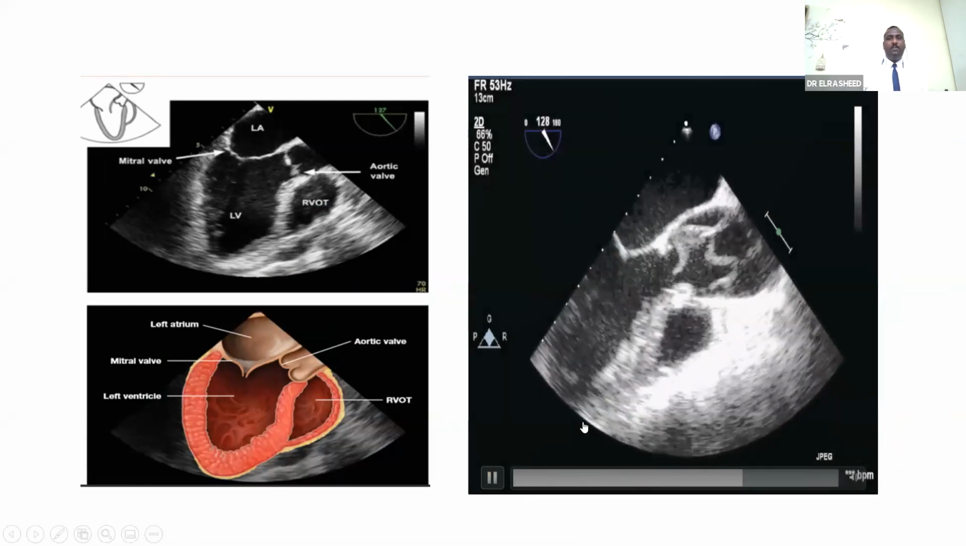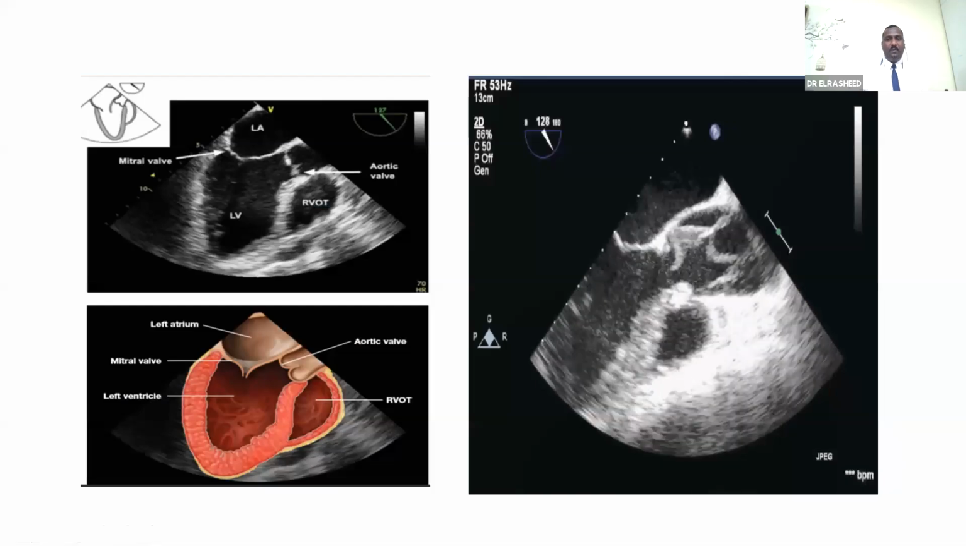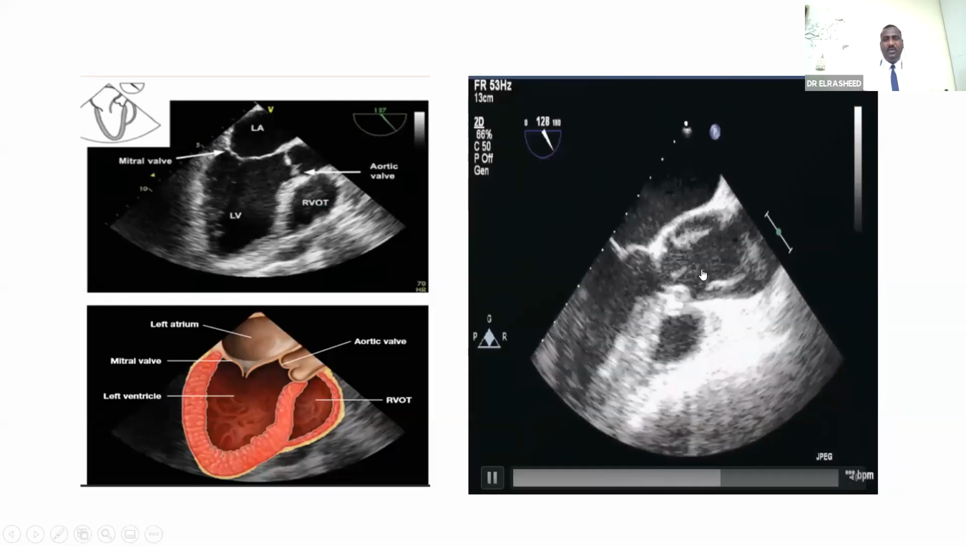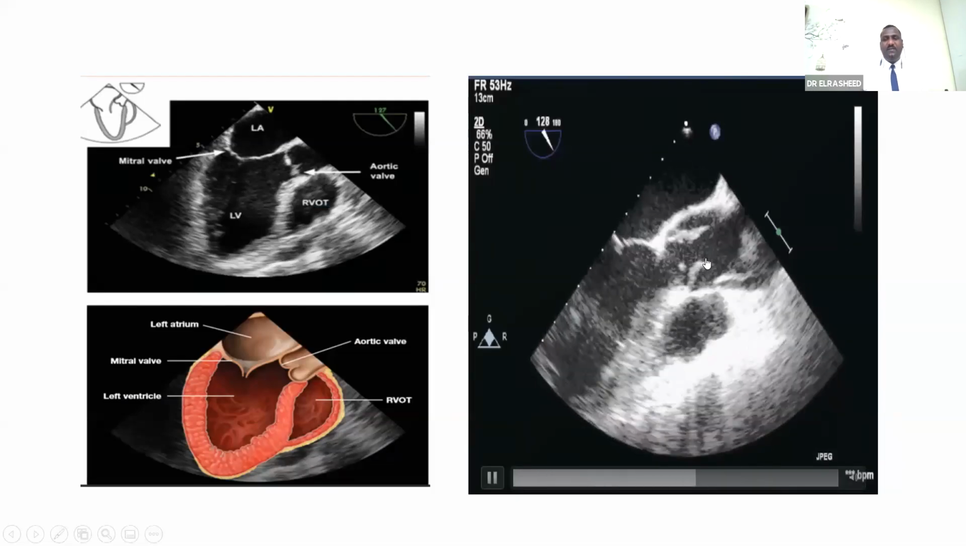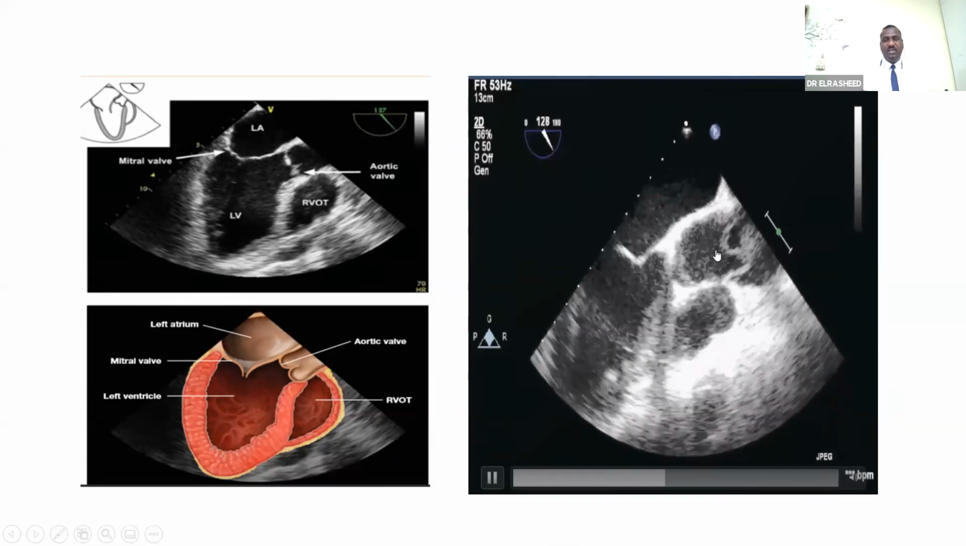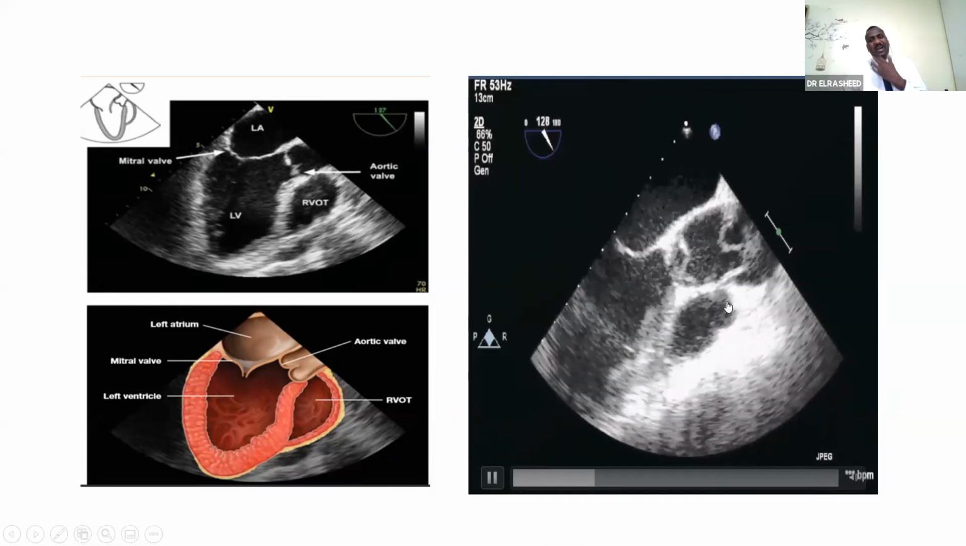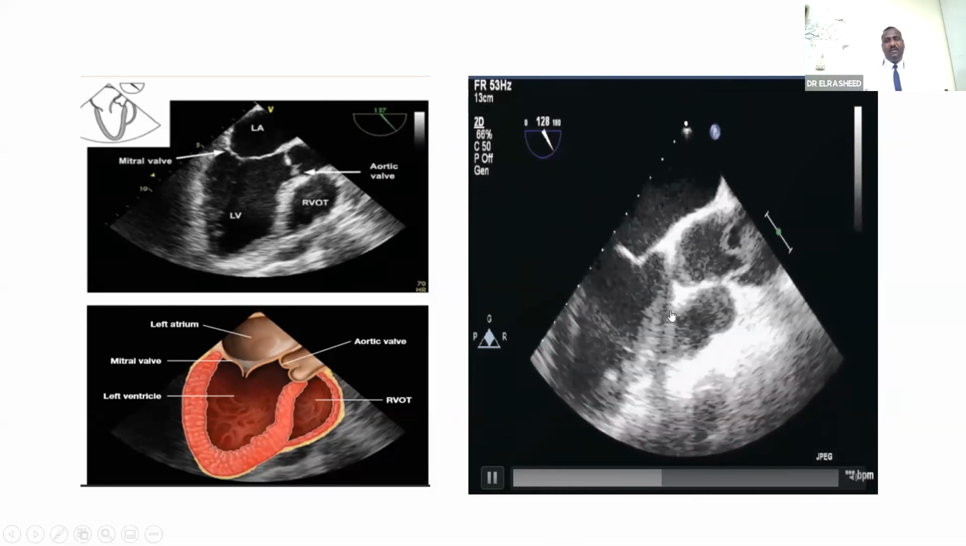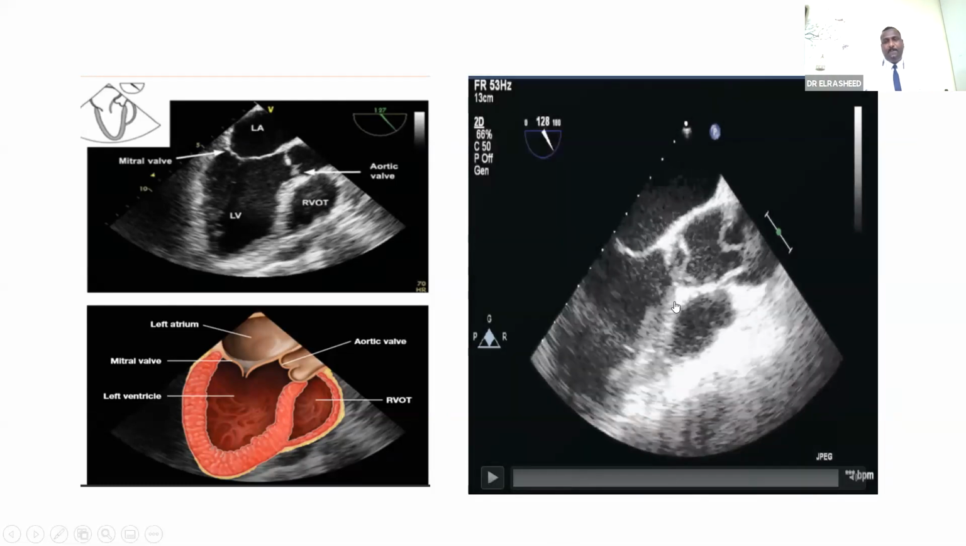You go up, you pull the probe up, you will get the ascending aorta. You assess the aorta, if there is any atheroma, any dissection, any AR, all this can be assessed. So it is a strong tool in your hand. Please use it.